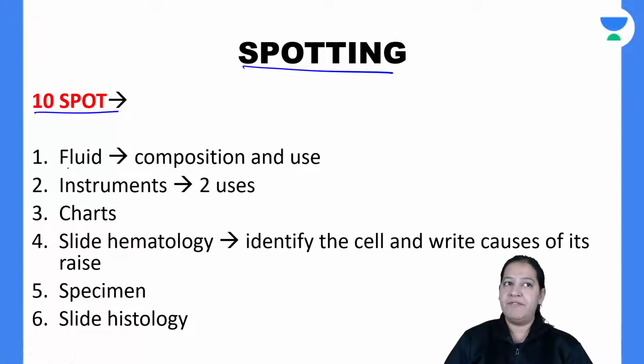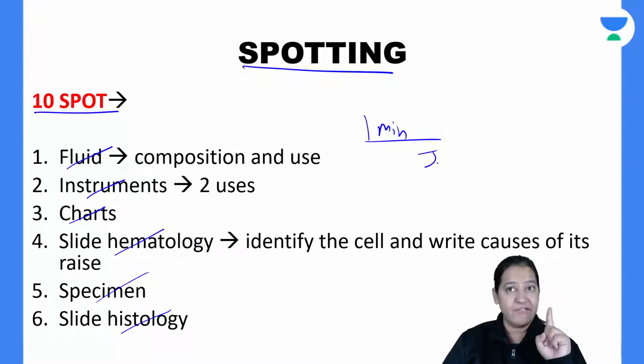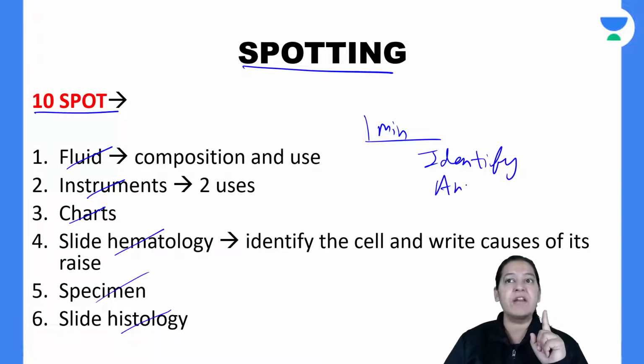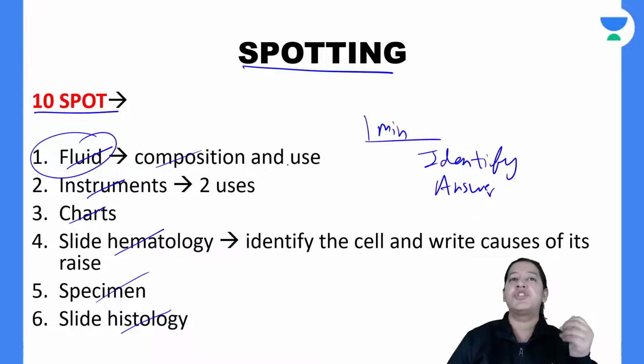A spotter can be a fluid, an instrument, a chart, a hematology slide, a histology slide, or a museum specimen. You get 1 minute for one spotter. You have to identify the spotter, what it is, number one, and answer one question, whatever is asked in that spotter. If it is a fluid, we will ask you the composition and use. If it is an instrument, we will ask you two uses.